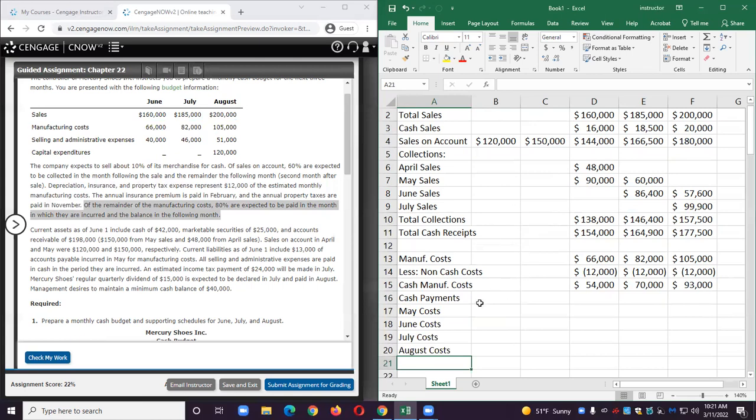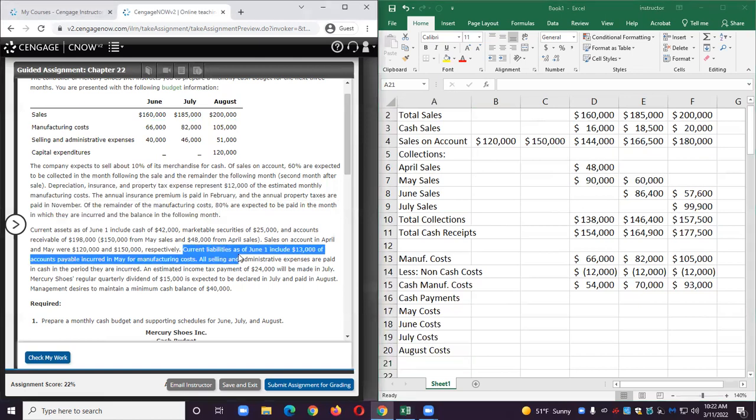So we don't know what our total cash manufacturing costs were from May, but if we come in here, it's going to tell us that current liabilities as of June 1st include 13,000 of accounts payable incurred in May for manufacturing costs. So in June, we'll be paying that $13,000 of May costs. The other 80% of those May costs were paid in May, right? So this is the remainder of those May costs that we're going to pay in June.